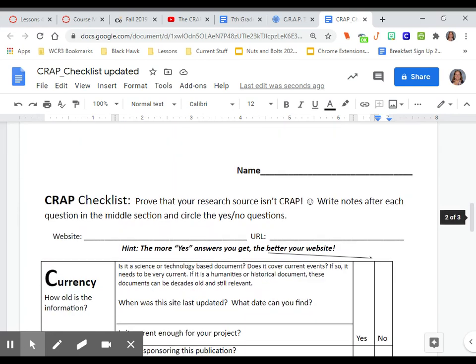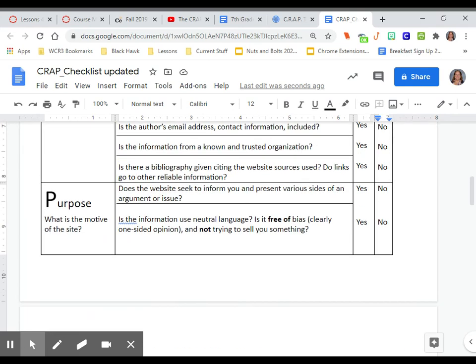And after you get through, you are going to type down here at the bottom underneath either yes, it is a reliable website, or you're going to click no, it is not a reliable website. Please do not just type yes, do not just type no. Make sure you type out the whole sentence.